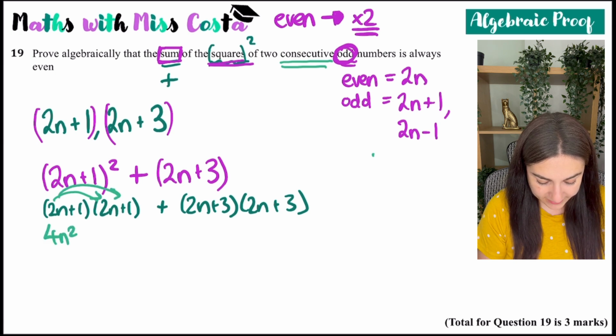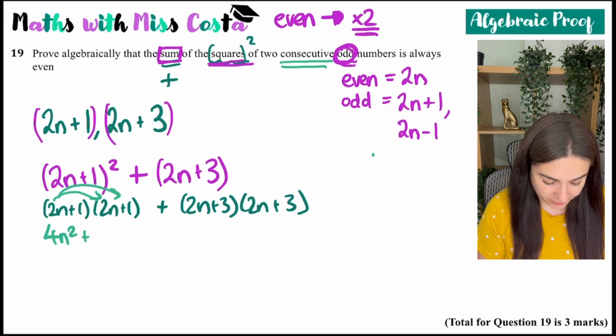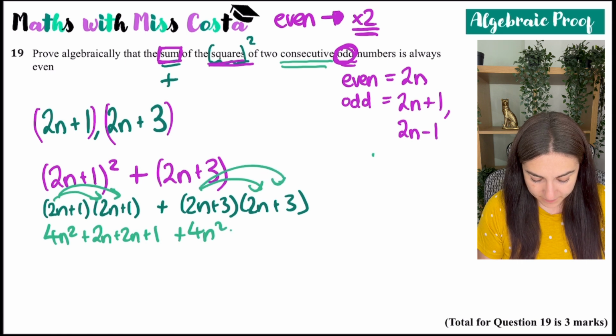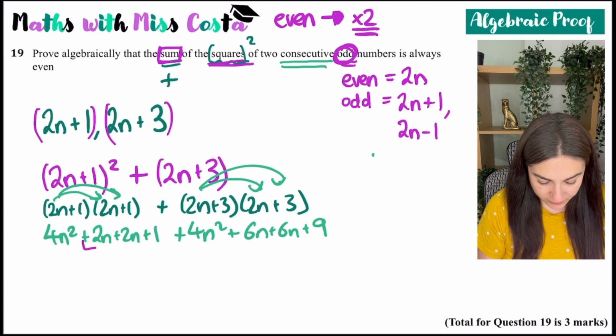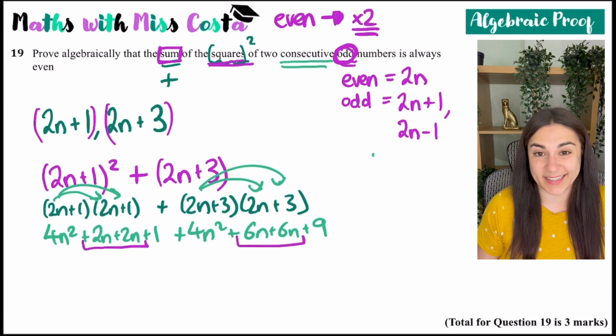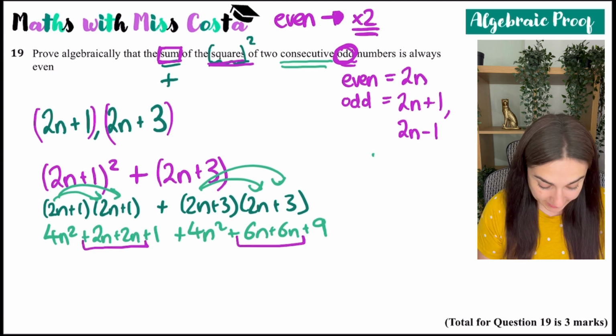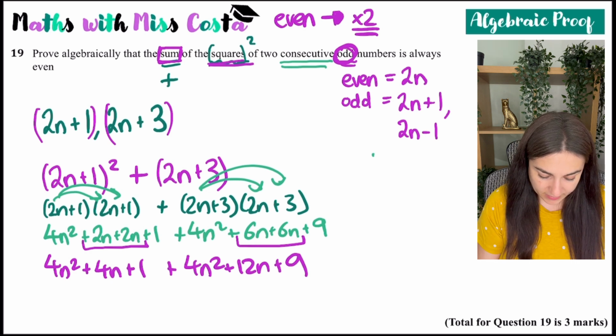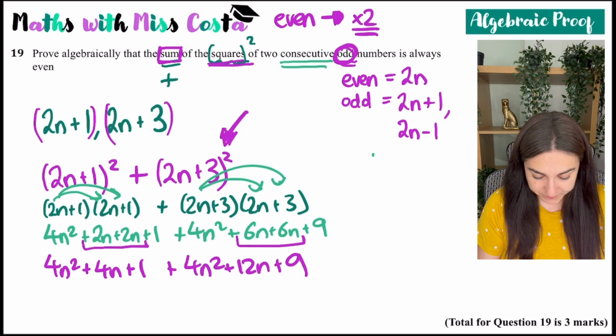So 4n squared, actually I'll just do the whole thing, plus 2n plus 2n plus 1, and then plus 4n squared plus 6n plus 6n plus 9. Some of you might have noticed that when you're expanding brackets like these, the middle two terms always combine, so you can just skip that step, but it's better to be safe than sorry, to be fair. So I'm just simplifying this now. So 4n squared plus 4n plus 1, and 4n squared plus 12n plus 9. So these are the squares of two consecutive numbers.